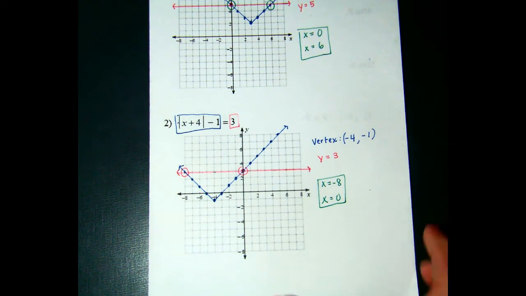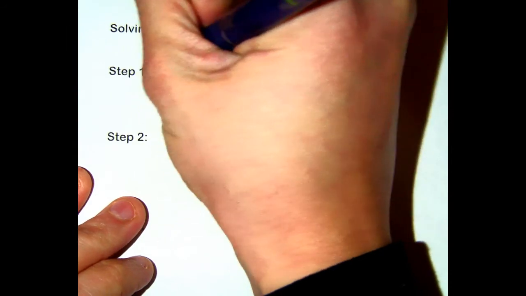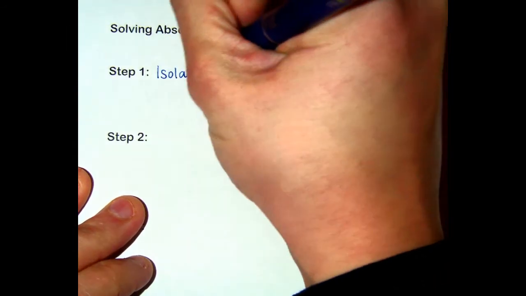While that's a review of graphing absolute value equations, there's also a way to do it algebraically. We've got a couple more examples, but first of all, we're going to write the steps to do this. It'll be easier if we have steps for solving our absolute value equations. So step 1 for solving absolute value equations is to isolate the absolute value.